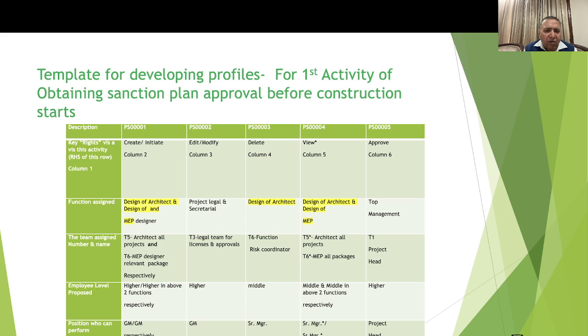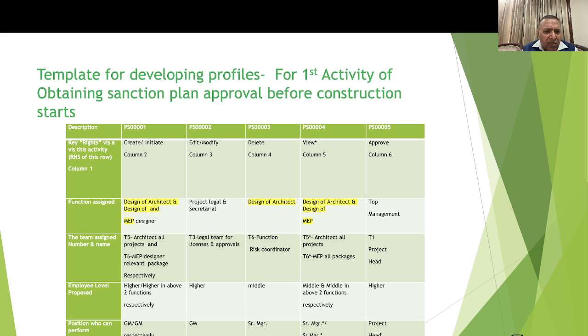They can edit or modify it, and the deletion I am indicating should preferably be by the risk coordinator from within the design of architect team. Usually a risk coordinator is appointed by the respective teams. Viewing is by architect for all projects and MEP for all packages, and here I am suggesting that approval is by the project head out of the total top management team.